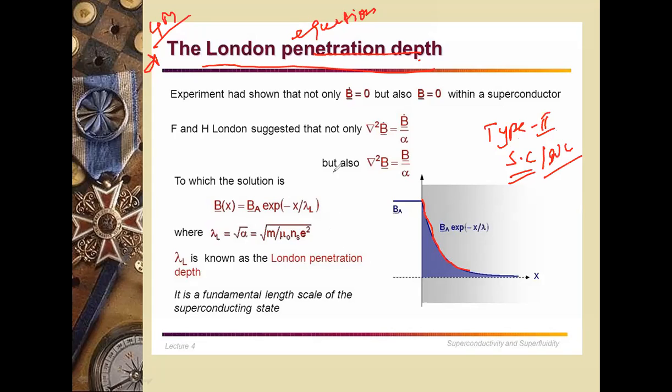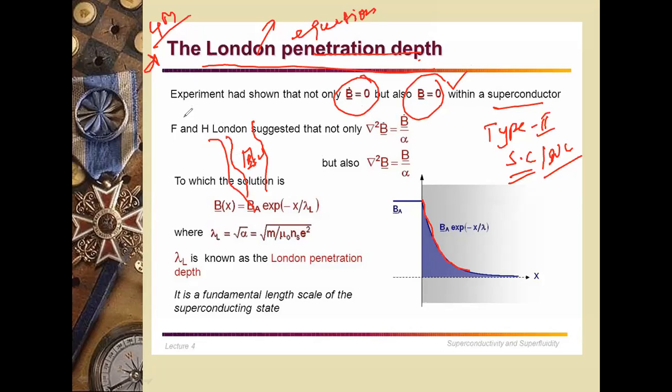And London is the famous scientist who was working on superconductivity. And he did an experiment. The experiment had shown that not only is the magnetic field zero, but also B is zero within the superconductor. Because the field lines go around the superconductor like this, they do not go through this material. So inside, B is equal to 0, right? Outside, it is not equal to 0. So within the superconductor the magnetic field is 0.